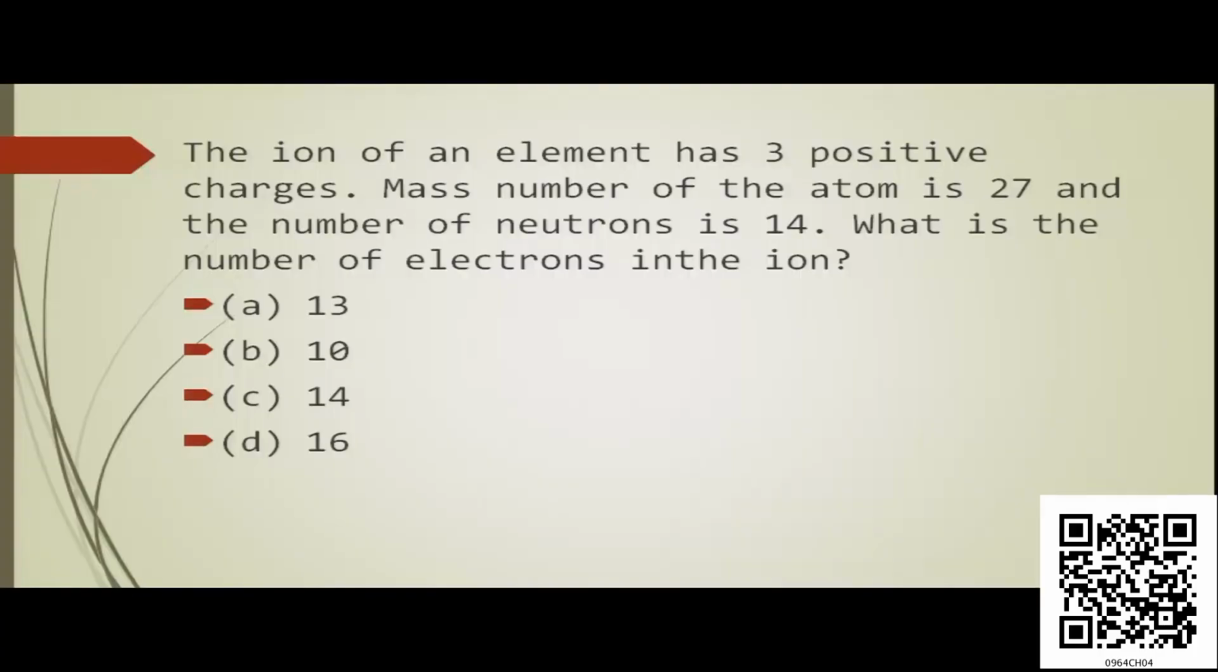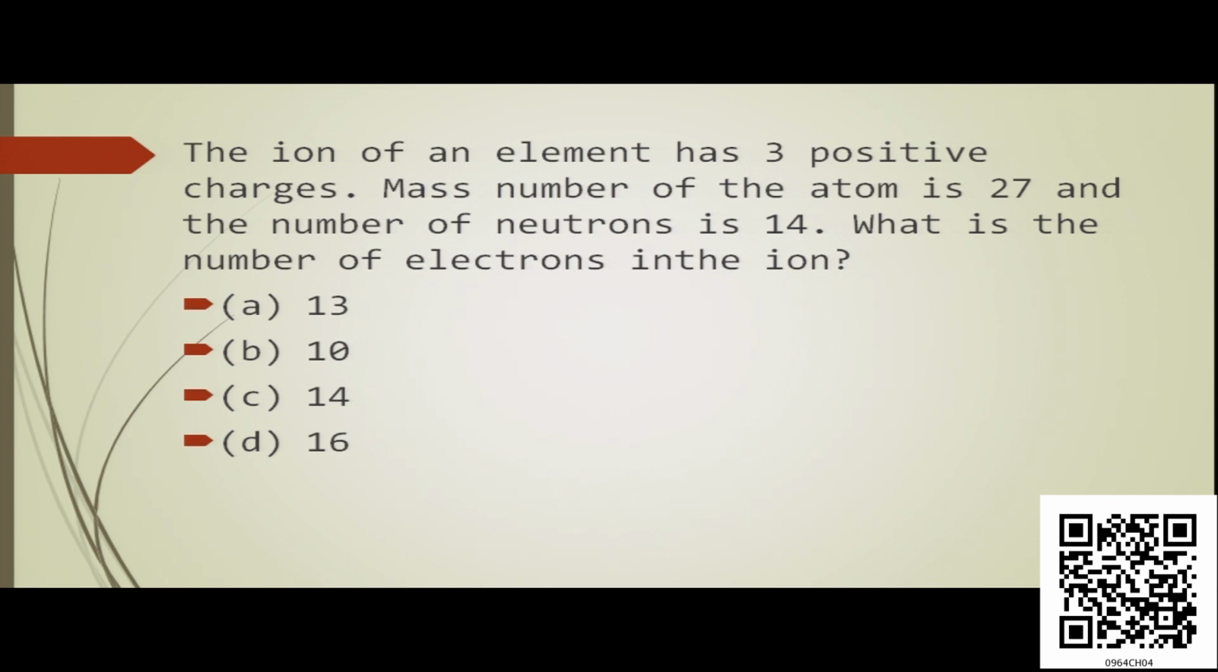Let's take another question. The ion of an element has 3 positive charges. Mass number of the atom is 27 and the number of neutrons is 14. What is the number of electrons in the ion? Options are given in front of you. Option A 13, option B 10, option C 14, option D 16. So try to first analyze the question, then answer it.